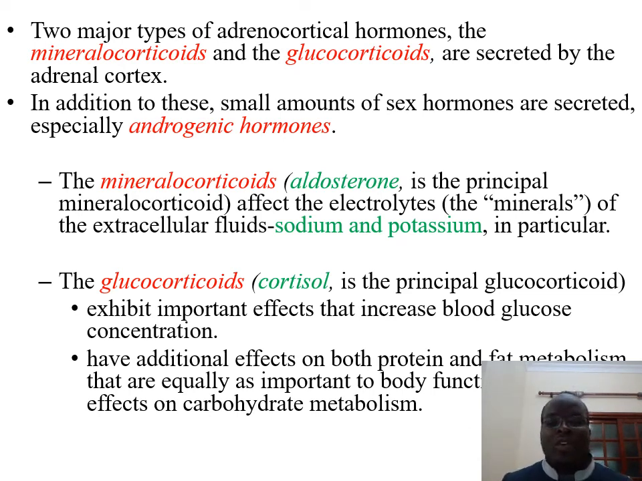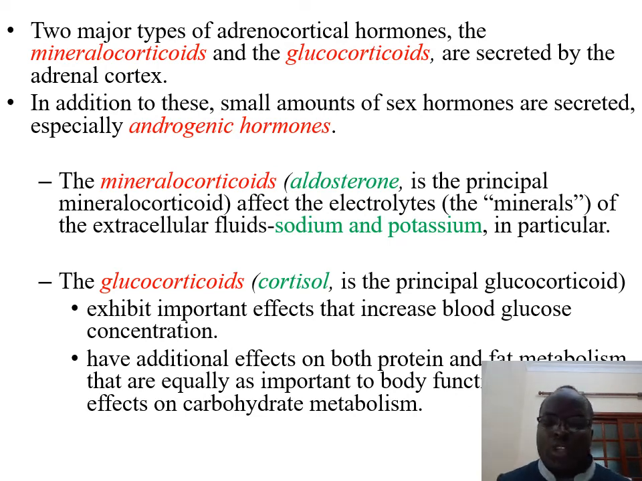The major mineralocorticoid is aldosterone. Aldosterone is the principal mineralocorticoid. It affects the electrolytes, the minerals, hence the name mineralocorticoids, of the extracellular fluid, sodium and potassium in particular. So it will have an effect on sodium and potassium concentrations. Because it has an effect on these electrolytes, it is referred to as a mineralocorticoid.